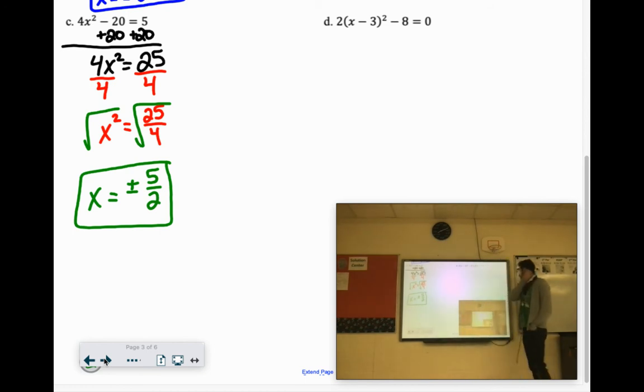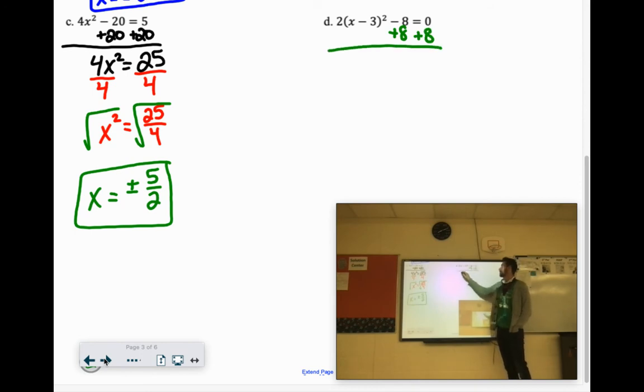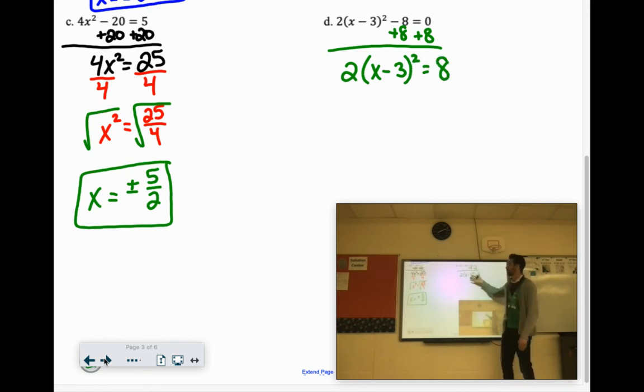And the last one, we'll get rid of the minus 8 first. Plus 8. 2 parentheses, x minus 3 squared equals 8. Now you could totally FOIL out x minus 3 squared. It's going to be a nightmare. Let's get rid of the 2. It's 2 times that stuff, so we're going to divide it.